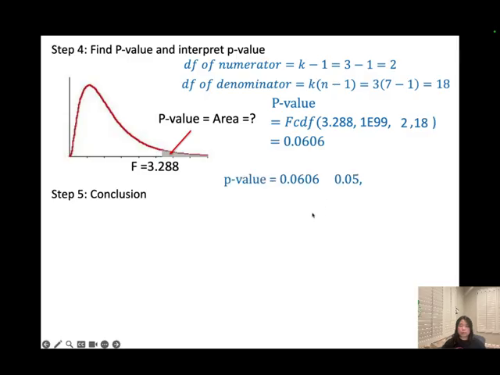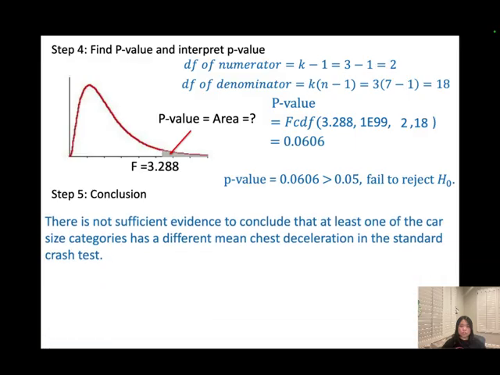And then compare with your significance level. This is 0.06 and this is 0.05, so the p-value is strictly greater than the significance level, and we fail to reject the null hypothesis. Draw the conclusion: there is not sufficient evidence to conclude that at least one of the car size categories has a different mean chest deceleration in the standard crash test. That's it.